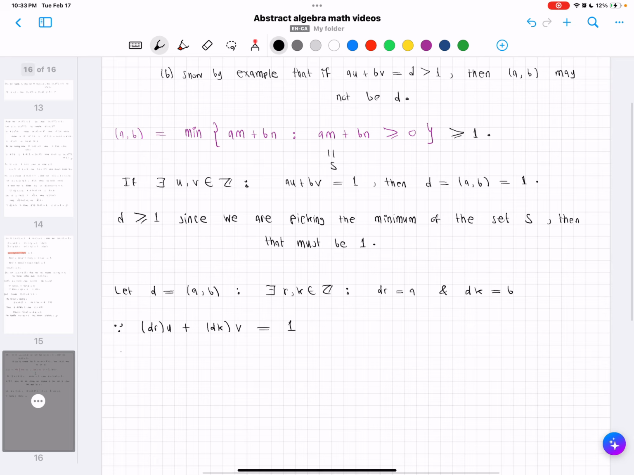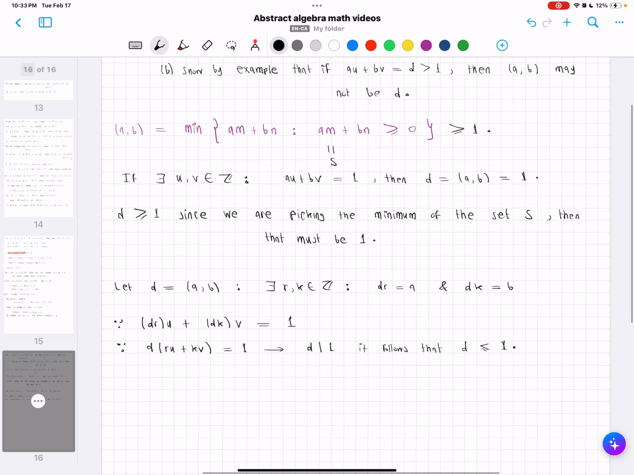So then getting the D out, because RU plus KV is an integer, you get that D times that integer is 1. So that means that D divides 1. So hence it follows that D is less than or equal to 1. Okay, perfect.